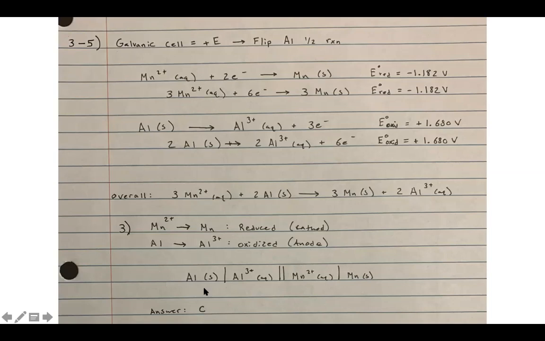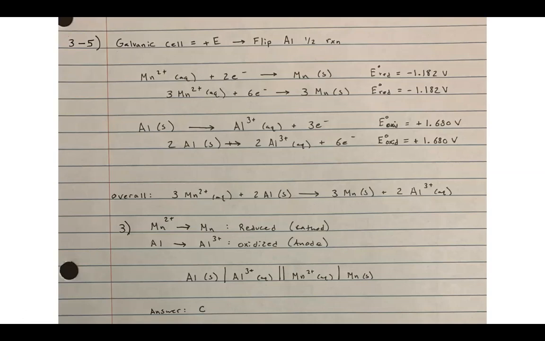So the actual question asks, what's the standard notation? And so remember that when we write standard notation, we are going to write our anode first, then draw a double line, and then write our cathode. And these single lines separate phases. Most of the time, not always, but most of the time, the single line will separate reactants on the left from products on the right. This doesn't always happen, especially if your reactants and products are in the same phase.